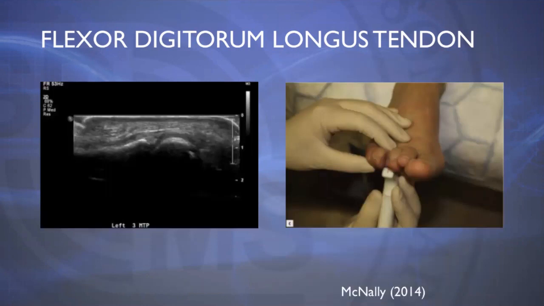This is showing you an example here of the third metatarsophalangeal joint area, where we can see the third flexor digitorum longus tendon extending over right in this region, and this is how we would look at it with the probe.